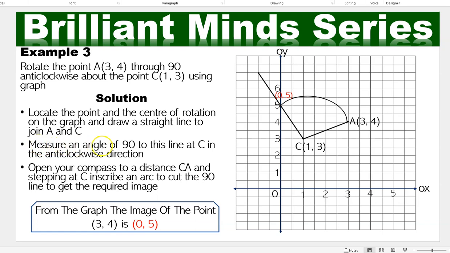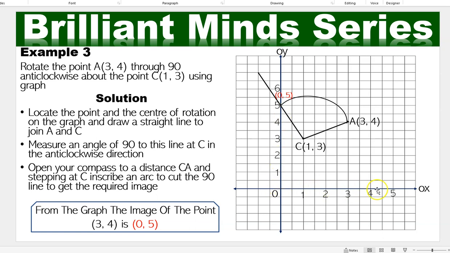Next, we are going to measure an angle of 90 degrees to this line at C. So at C, if you place your protractor here, you get 90 degrees, which passes through 0.5. We are going to open our compass to a distance CA. So step here and then open the compass to touch A. Then you inscribe an arc. Once you inscribe an arc, it will intersect the straight line, the 90 degrees at 5, to get the required image point.